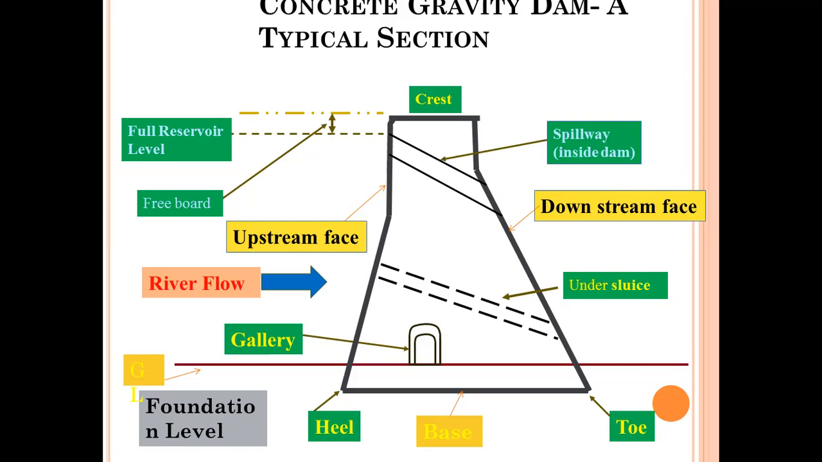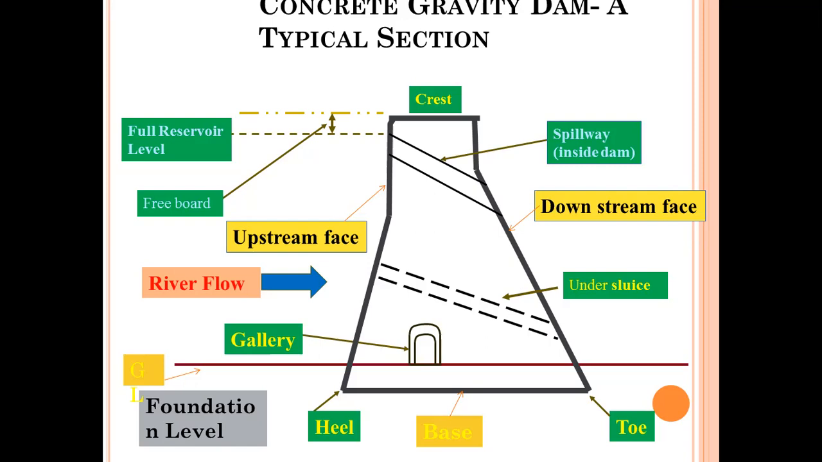The major parts constructed within the dam are galleries, under sluices and spillways. Galleries are constructed at the level of the foundation. These are like rooms or tunnels, cavities. Galleries are used to inspect the dam. If we want to check the dam stability or observe any cracks in the dam, galleries are utilized for regular inspection activities.